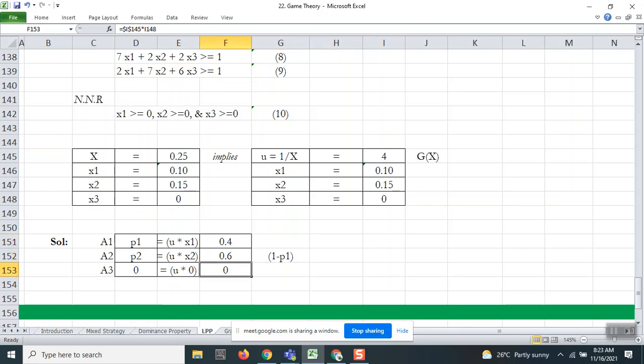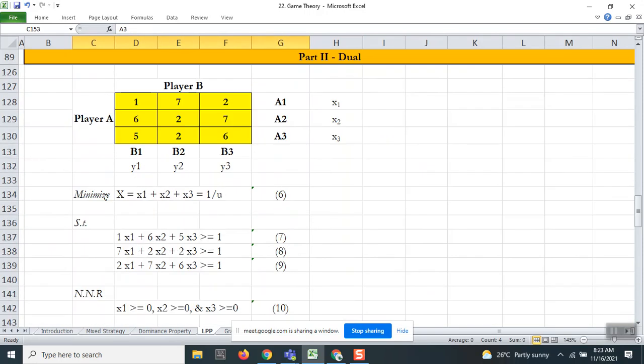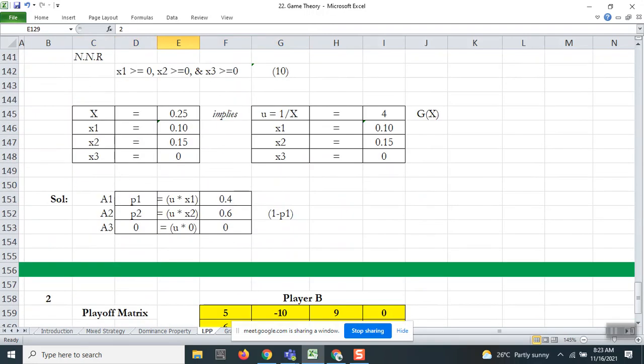Finally, since it is 0, we have removed a3 and b3. So 1, 7, 6, 2 is the curtailed ideal 2 by 2 matrix, and that gives the optimal result of 4. The value of the game is 4, and this is the same process in terms of a linear programming problem.